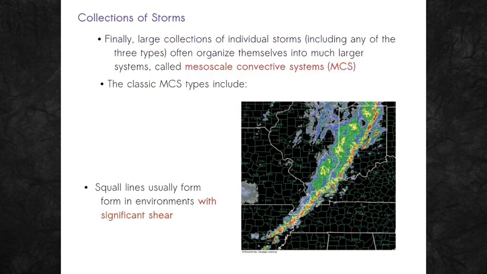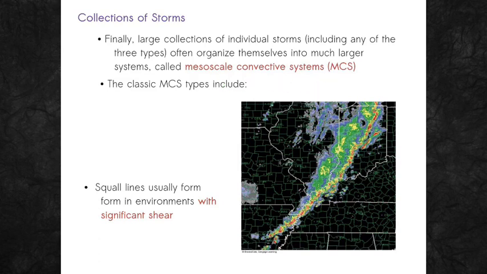Okay, finally, speaking of which, big collections of storms. So in addition to our 3 basic storm types, which were our single cell, our multicell, and our supercell, you can also have big collections of these things. So, a bunch of multicell storms all forming in the same general area, if you like. And these collections of storms forming in the same general area are called mesoscale convective systems.